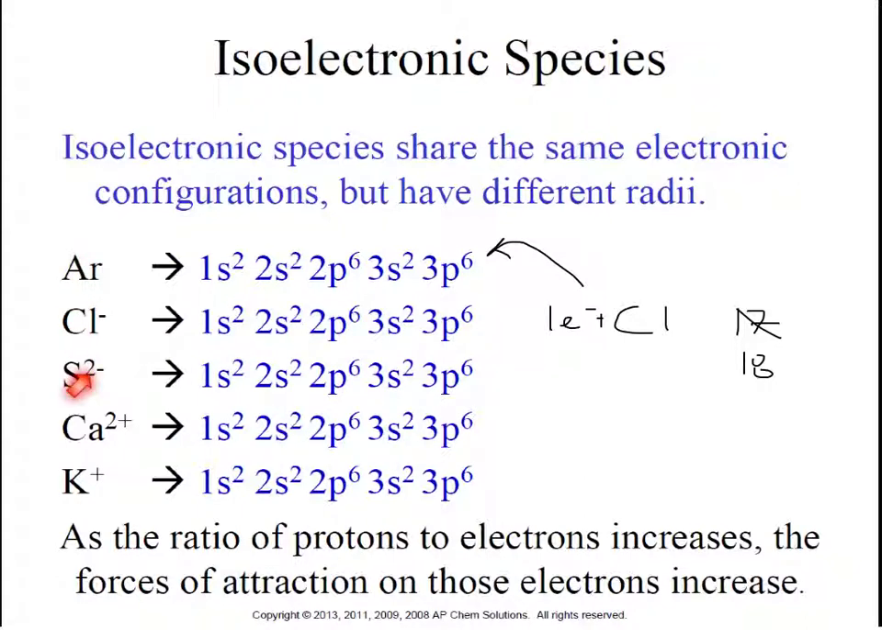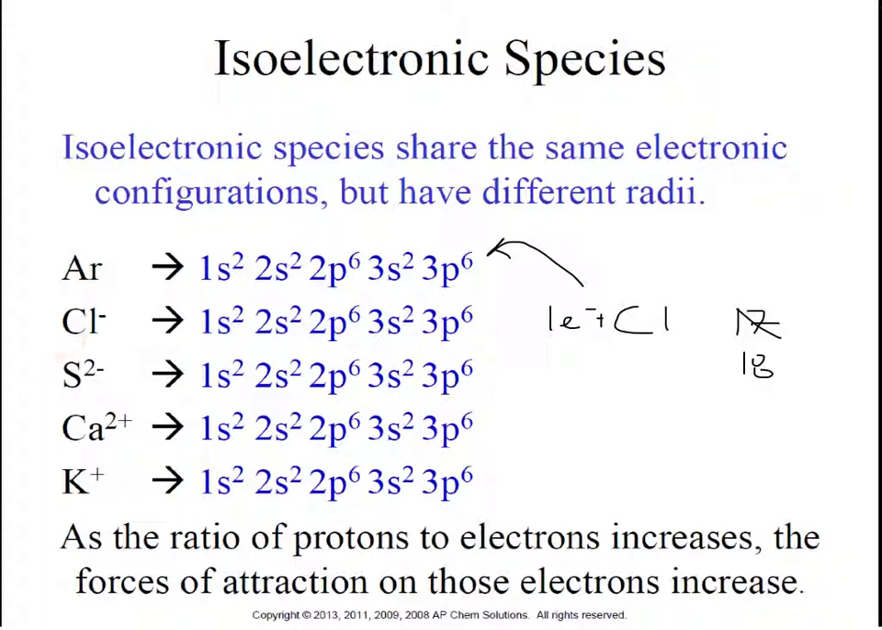If sulfur gains 2 electrons, well, now it has the same electron configuration. If calcium loses 2 and potassium loses 1, that means all of those are going to have the same electronic configuration, which means all of them are isoelectronic. And what we can see here too is, remember, the noble gases, they're noble, they're powerful, they don't need anyone, they're already stable. Elements want to be like the noble gases.